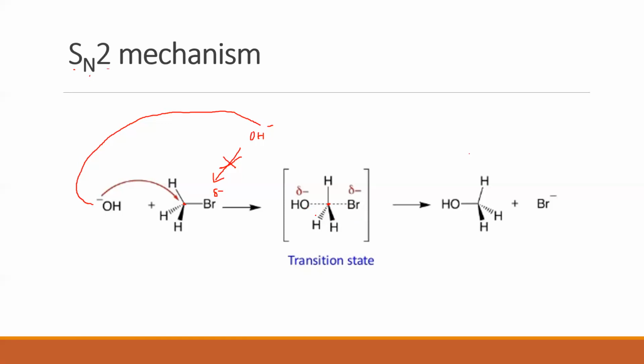Clear? Which means this bond is not completely formed and this bond is not completely broken. Such a state is called a transition state. Such a state is called what? Transition state. Clear? So what is a transition state? A transition state is a state where the bond between carbon and the halogen is not completely broken and the bond between carbon and the nucleophile is not completely formed. That's what is indicated by the dotted lines.